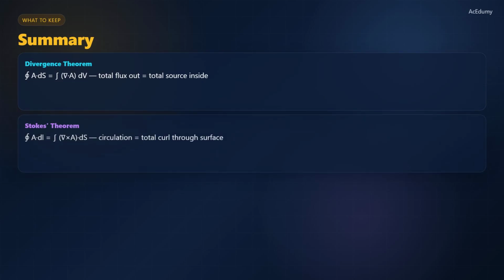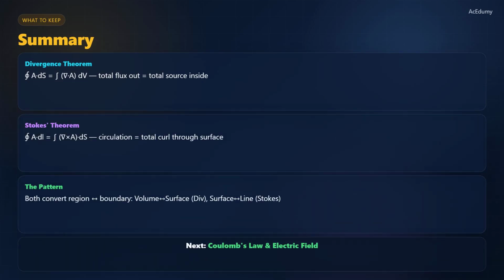Let us review. The divergence theorem relates a closed surface integral to a volume integral through the divergence operator. Stokes' theorem relates a closed line integral to a surface integral through the curl operator. Both convert between a region and its boundary. In the next lessons, we begin electrostatics, where these theorems become the foundation of Gauss's law and Faraday's law.